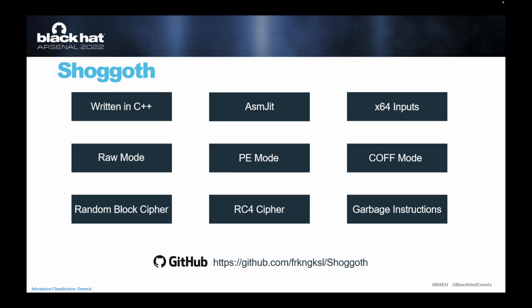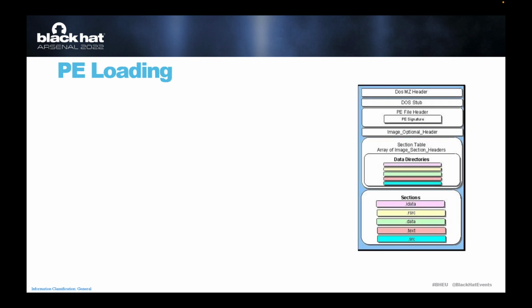Now, I would like to explain the technical details of the features I mentioned briefly here. As I just mentioned, Shoggoth can work in raw input mode, as well as in PE and COF modes. The difference between these modes is that a loader in the form of shellcode is integrated into this payload and encrypted together to run the input file. Therefore, when the output file is run as shellcode, it will also execute the given COF or PE file.